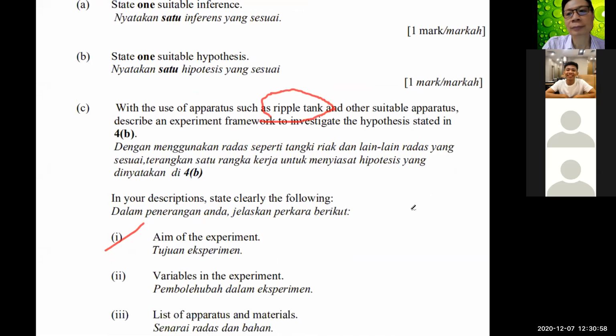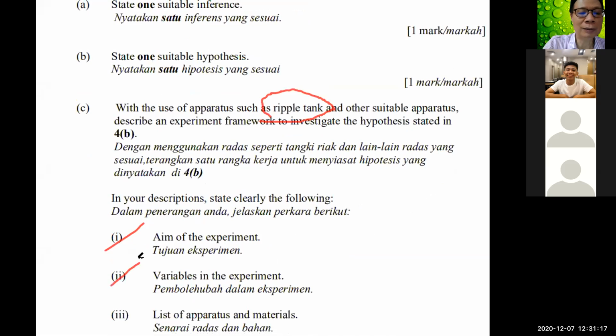Aim. How to write aim? Aim is what? To investigate the relationship between the depth and wavelength. Yes, correct, Vanessa. Thank you. Please see the answer now, please. To investigate the relationship between the depth and the wavelength.